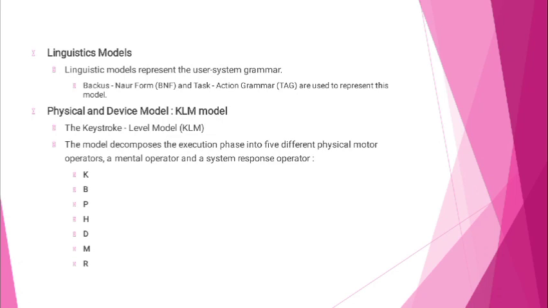P is pointing, moving the mouse or similar device at the target. H is homing, switching the hand between mouse and keyboard. D is drawing lines using the mouse. M is mentally preparing for a physical action. And R is system response, which may be ignored if the user does not have to wait for it.